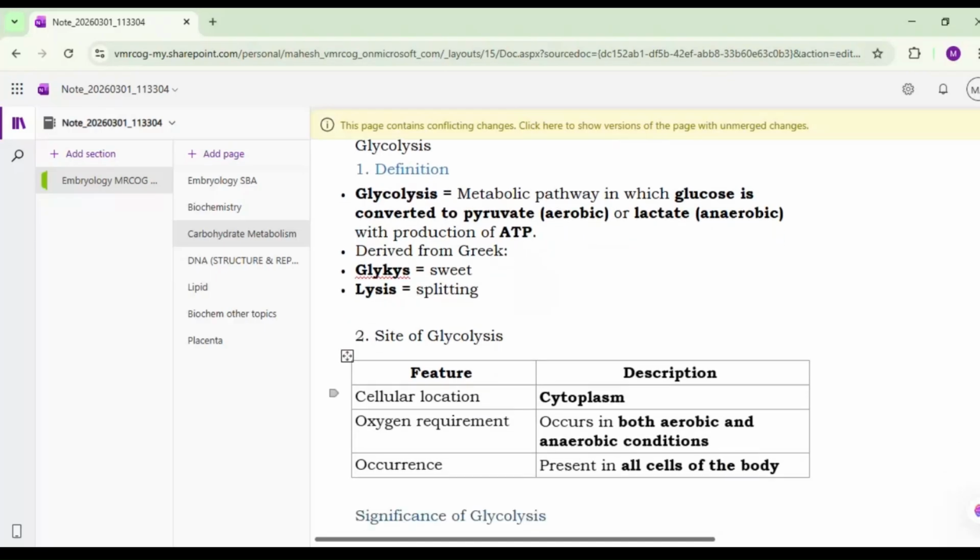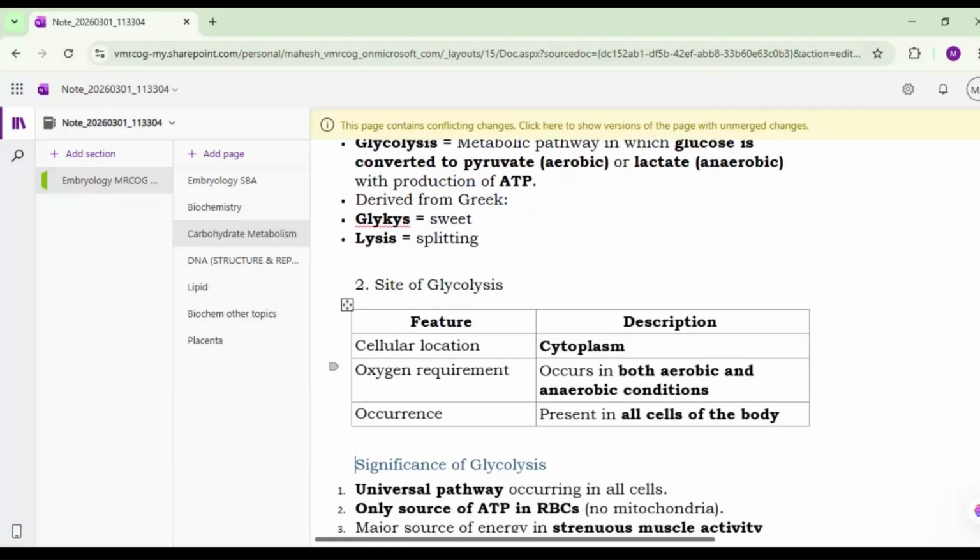What are the sites of glycolysis? The cellular location is the cytoplasm. This is a short answer question which is asked: where does glycolysis happen? It happens in the cytoplasm. Then oxygen requirement: it occurs in both aerobic as well as anaerobic conditions, and it occurs in all cells of the body.